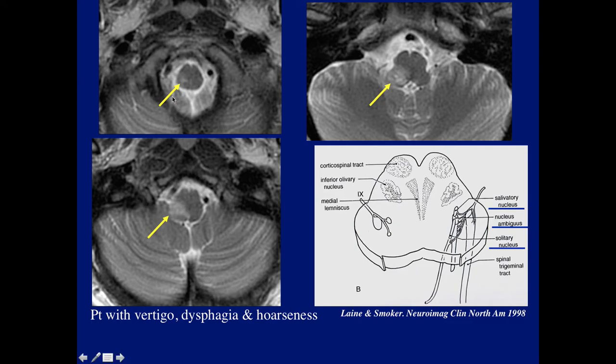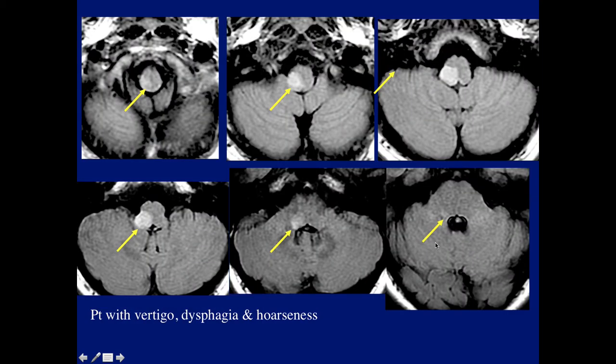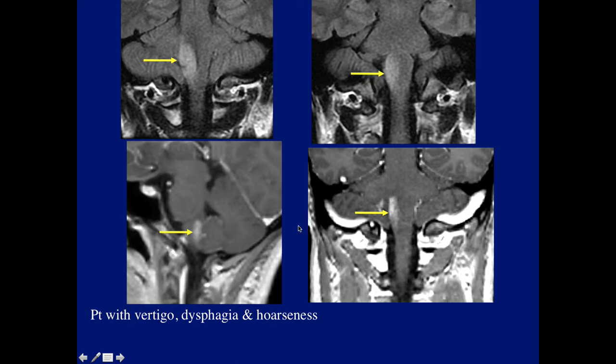Here's another patient that has vertigo, dysphagia, and hoarseness. Again, abnormal signal, as you can see. Again, in the position of the nuclei, except on the opposite side. More images of the abnormality in the medulla, also involving the lower pons. And here we can see, again, on the coronal images, the lesion enhancing.